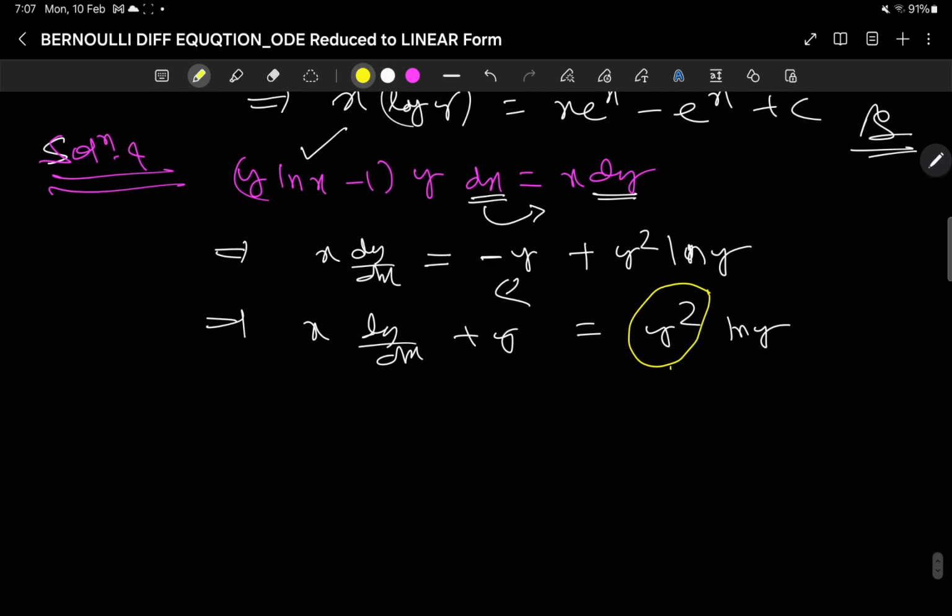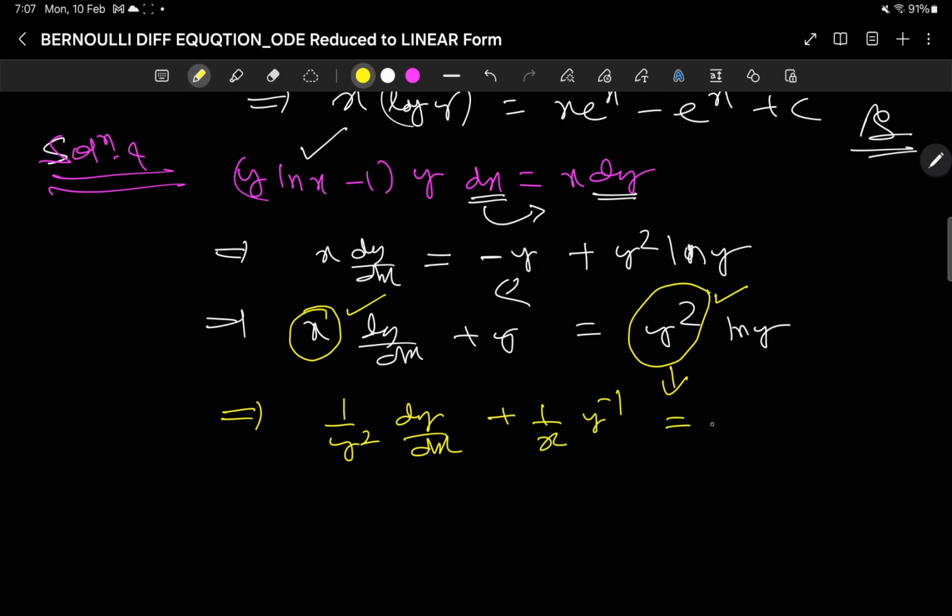Now we substitute this y square, or again I can also divide it. You divide x into y square on both sides. So that means here 1 by y square dy by dx plus 1 by x y to the power minus 1 is ln y. So what we do is divide by xy square on both sides.